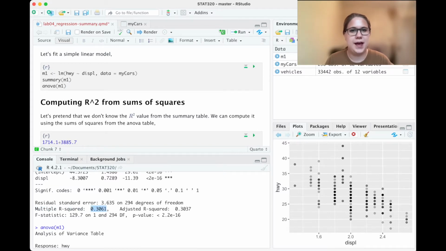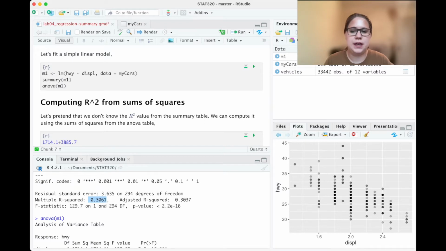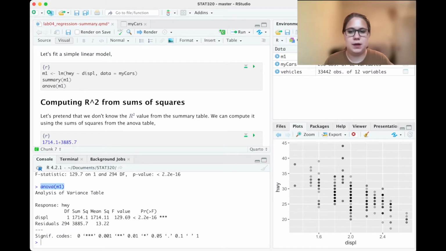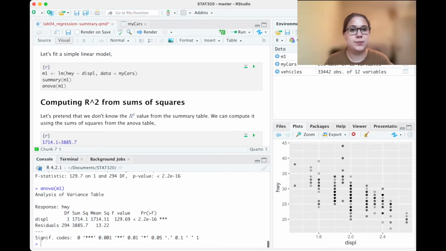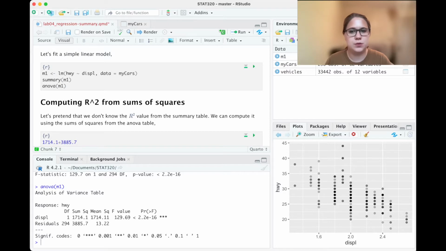0.3061. And so sometimes a homework problem will just say, fit a model and then tell me what the r-squared value is, and you could just read it right off of here. But sometimes the homework problem is going to say, you need to compute the r-squared yourself, and maybe you'll get an ANOVA table like this. So you'll get something about the sums of squares, and you'll have to compute the r-squared value yourself.